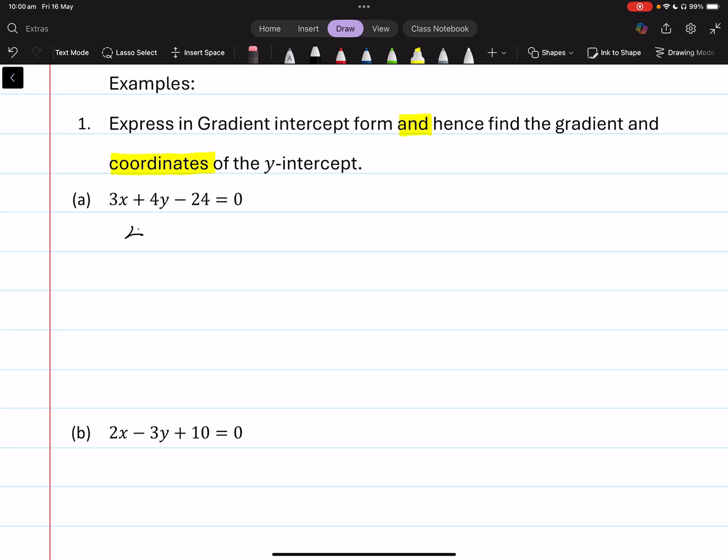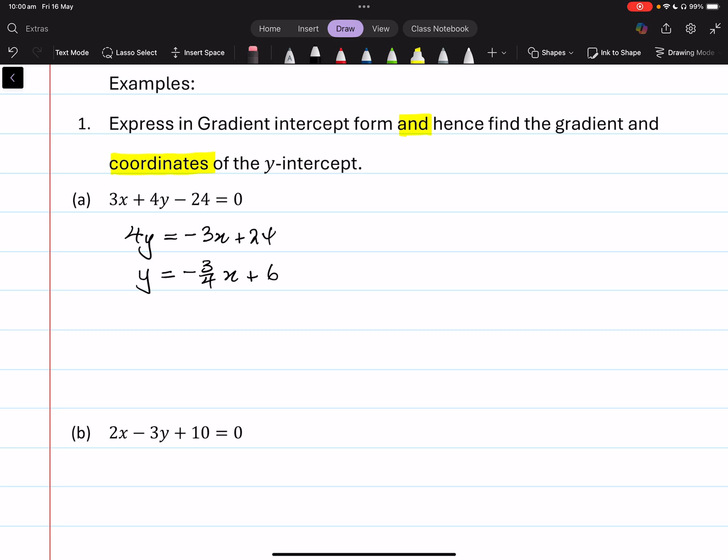So to make y the subject, we are going to subtract 3x on both sides, taking the 3x over, add 24 to both sides. And we need to find what 1y is, so we're going to divide the left by 4, which means we need to divide everything on the right by 4 as well. So that becomes minus 3/4 x plus 6. So we've made y the subject.